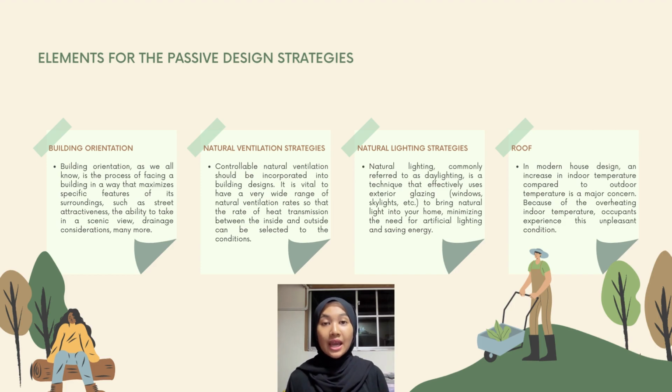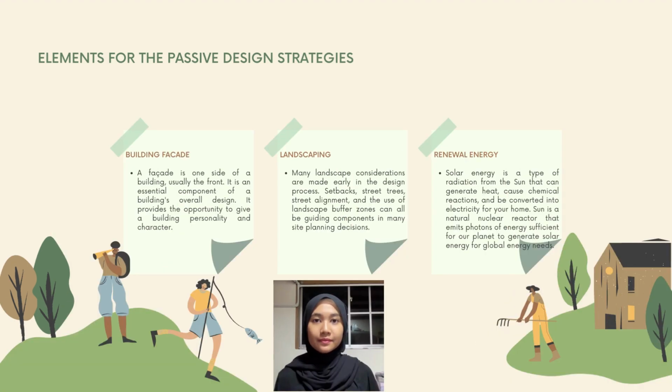Fourth is roof. In a modern house, an increase in indoor temperature compared to outdoor temperature is a major concern. Because of the overheating indoor temperature, occupants experience an unpleasant condition. Heat is trapped in poor passive design, which influences the rise in indoor temperature. The upper part of the house, which covers the area at the roof, is the most vulnerable to heat caused by high solar radiation and high emissivity levels.